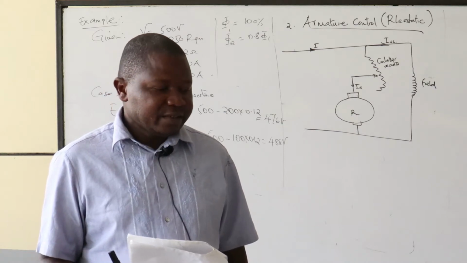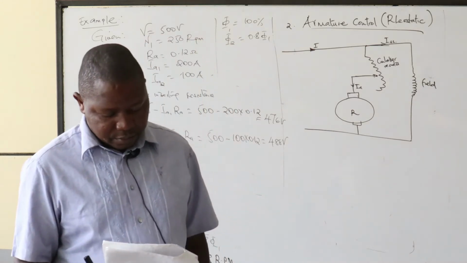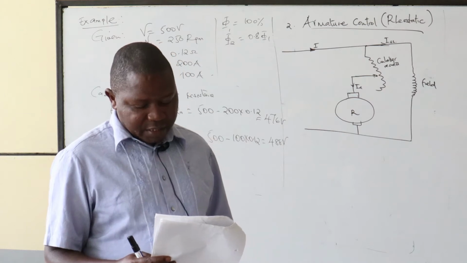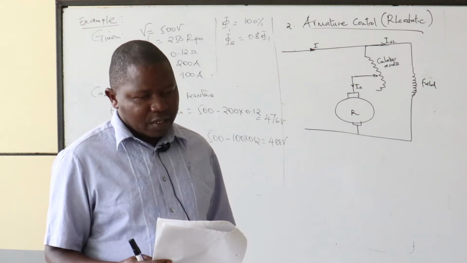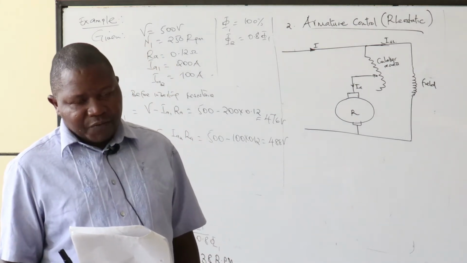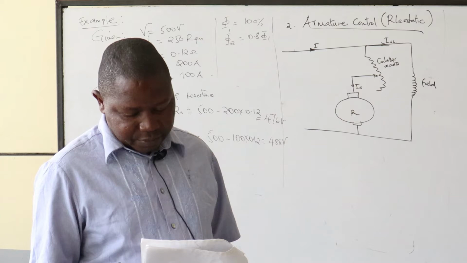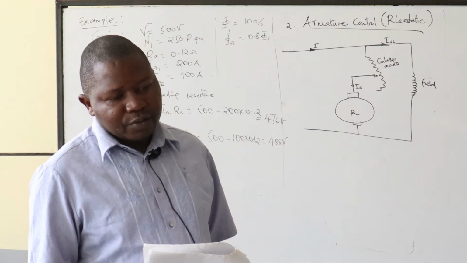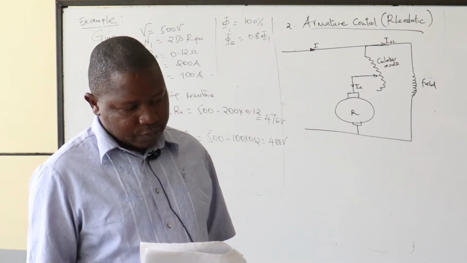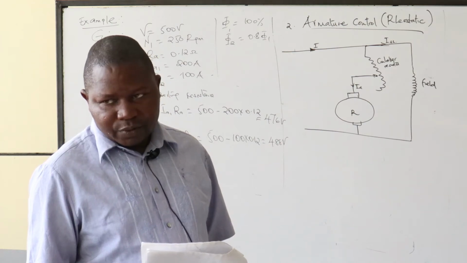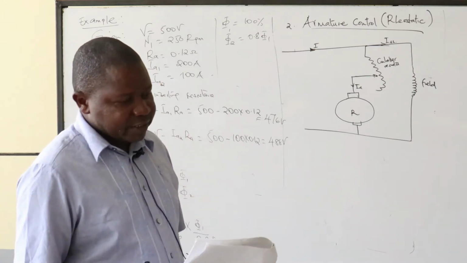The value of the resistance to be inserted in the armature circuit, if the original armature resistance is 0.4 ohms. In brackets it says, take the armature current to be constant during the process.